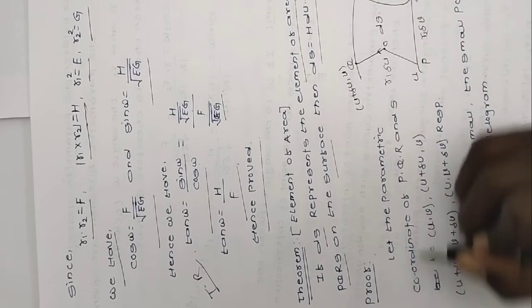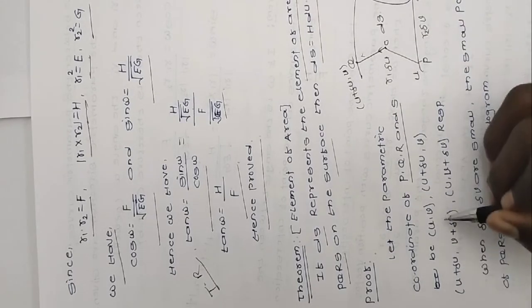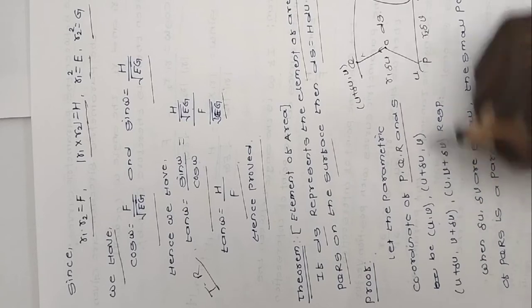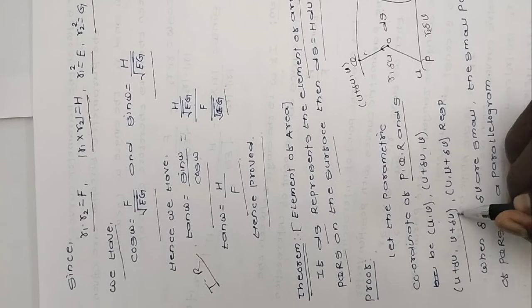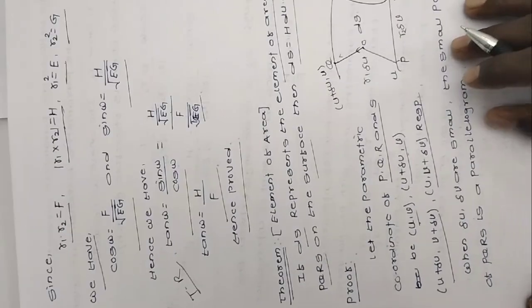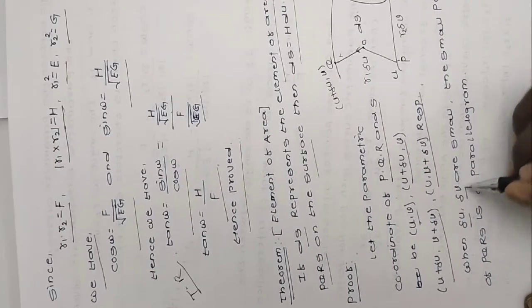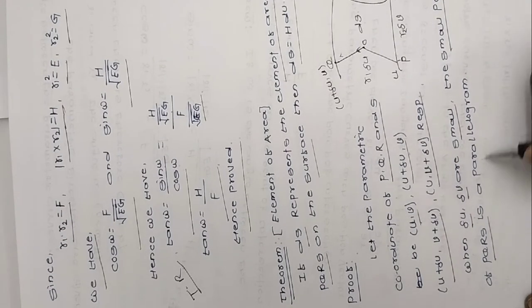So proof: let the parametric coordinates of PQRS be, as is right from the diagram, (u, v), (u + del u, v), and so on respectively, the four coordinates of PQRS, first, second, third, fourth respectively. When del u and del v are small, because they are partial increments, they are small values, the small portion PQRS is a parallelogram.